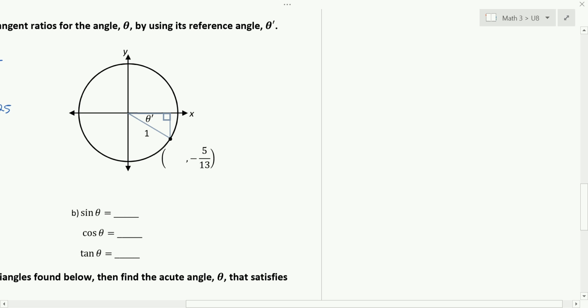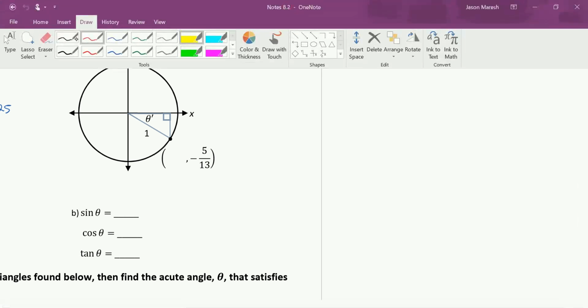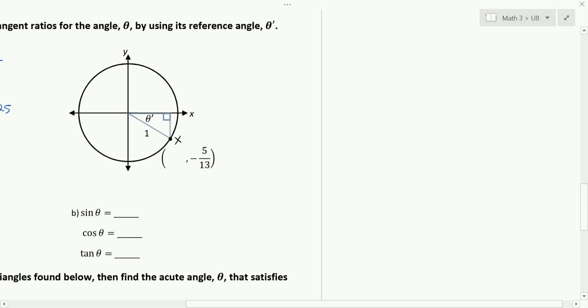Okay, so for this one, again, we're looking for a missing coordinate. We're looking for the x coordinate in this case. In our picture, in the triangle, the x value is the base of this triangle. The y coordinate is the height of the triangle. Now, they tell us y is negative 5 over 13. And it's negative because we're in quadrant 4. That's where the negative is coming from.